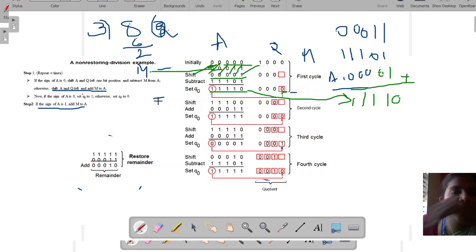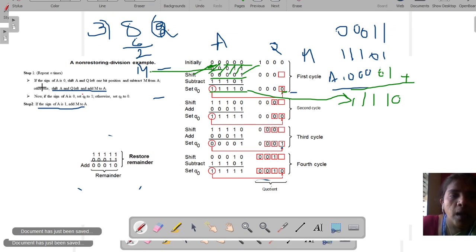Now in the next step, what are you doing? Here, the steps in non-restoring division: step 1 has 2 sub-steps, and step 2 is finally the restore. We'll see this. Repeat n times means step 1 only you have to repeat n times, which we have done in the first cycle. Second cycle: what if sign of A is 0? No, sign of A is not 0. Then what do you have to do?